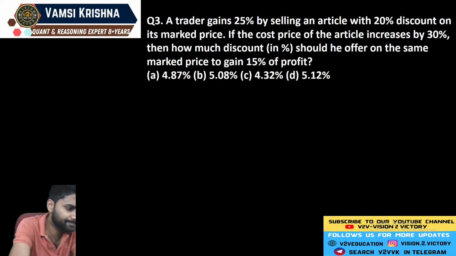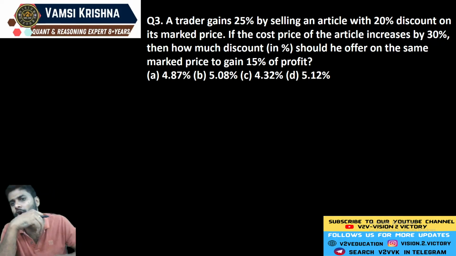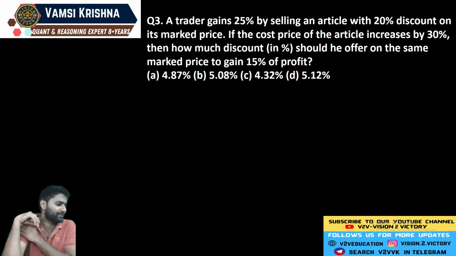Question number 3. A trader gained 25% by selling an article with a 20% discount on its market price. If the cost price of the article is increased by 30%, then how much discount should he offer on the same market price to gain 15% profit?